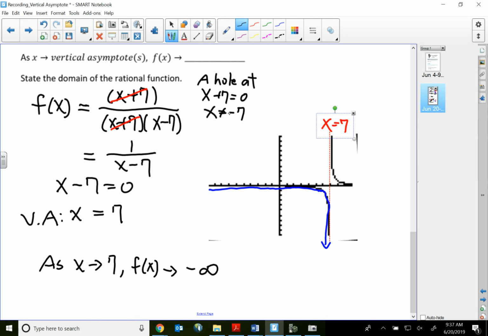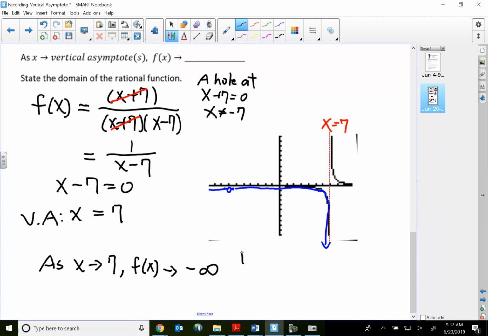Now, knowing I do have a hole and one vertical asymptote, that means when x is equal to negative 7, 1, 2, 3, 4, 5, 6, 7, there's actually a little hole right there. Okay, so I'm going to indicate it with an open circle at x equal to negative 7. There you go. All right. So 2 restrictions on the domain: a hole and 1 vertical asymptote.